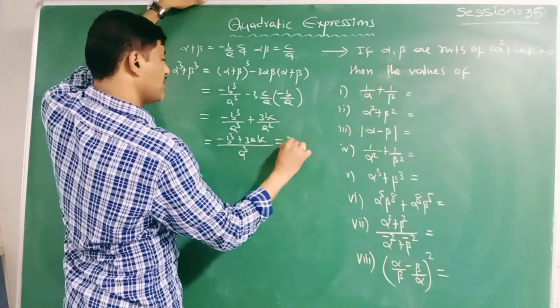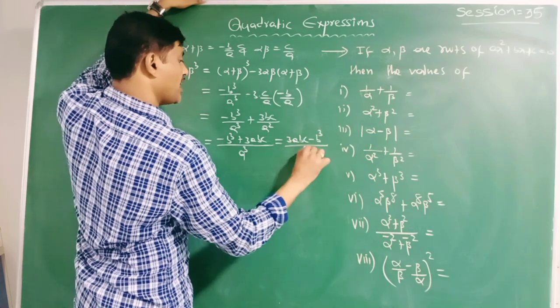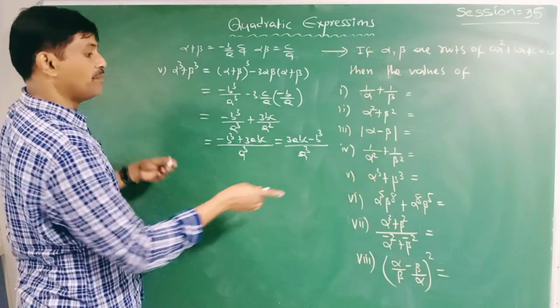You have to write it in a proper way: 3abc minus b cube by a cube. This is the result of alpha cube plus beta cube.